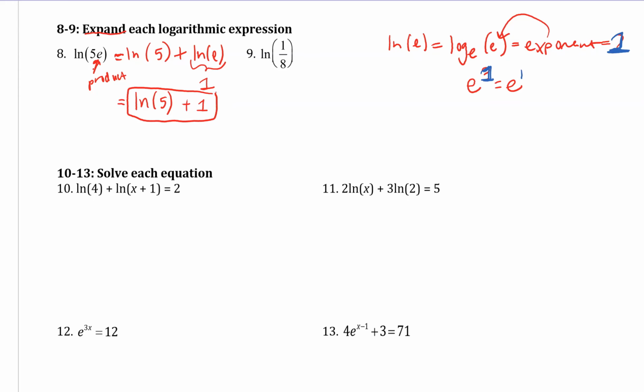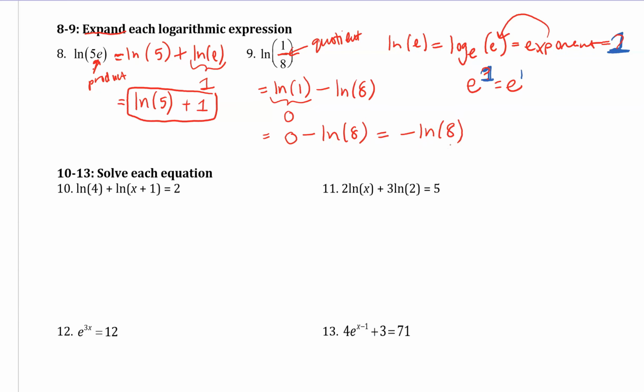This guy over here, ln of 1 over 8, I could expand that and make it ln of 1 minus ln of 8. Why? Because it's a natural log, but a log is a log, and it can follow the same properties that all other logs follow. So when you have a quotient of two things inside a log, you can split that and make it subtraction of the two separate logs. But then the natural log of 1 is 0. So I get 0 minus the natural log of 8, or just simply the negative natural log of 8.